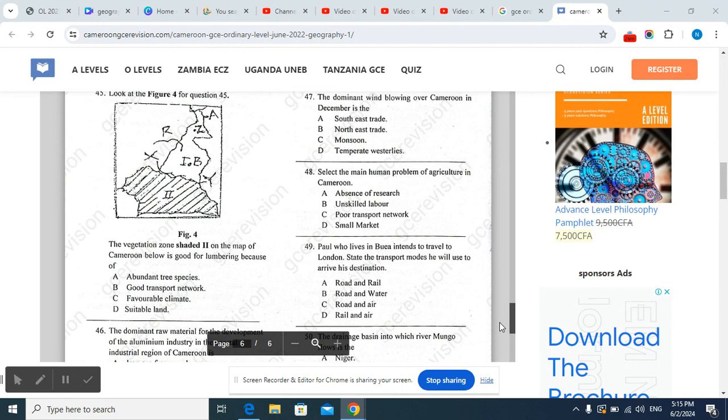49. Paul, who lives in Buea, intends to travel to London. State the transport mode he will use to arrive at his destination. The answer is C.